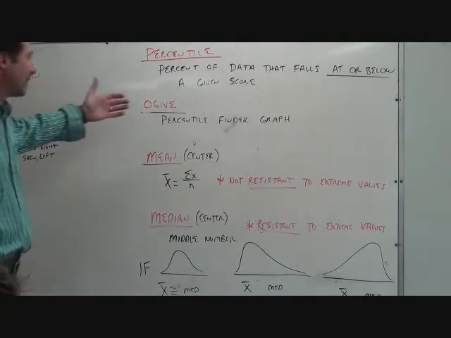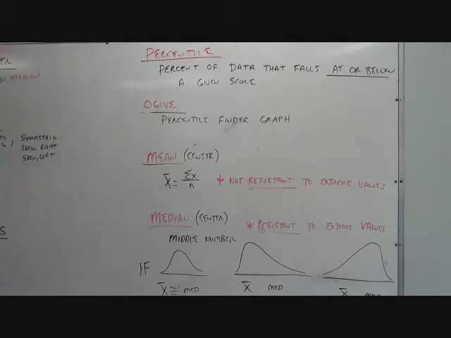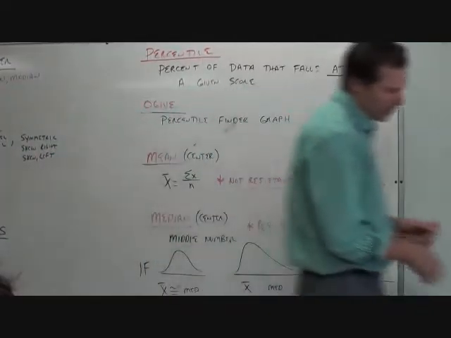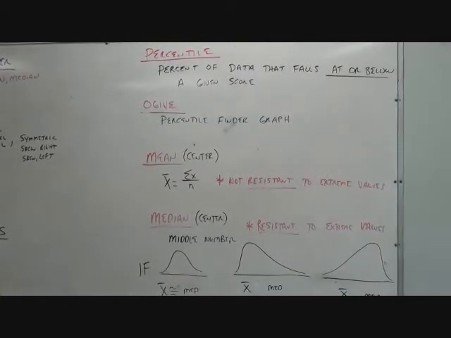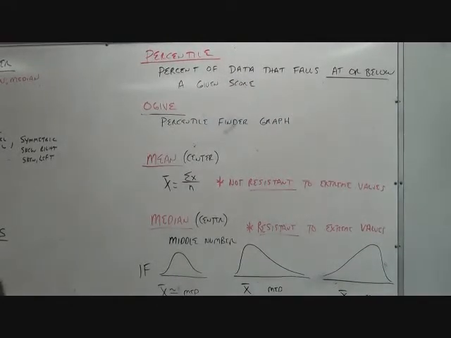All right, we're going to learn a new graph. And it's called a percentile finder. I mean, it's called an ogive. Ogive. I don't even know how to pronounce it. But I like to think of it as a percentile finder. It's a graph that helps you determine what the percentiles are. All right, let me just show you what one looks like. If you open up your book to page 30.